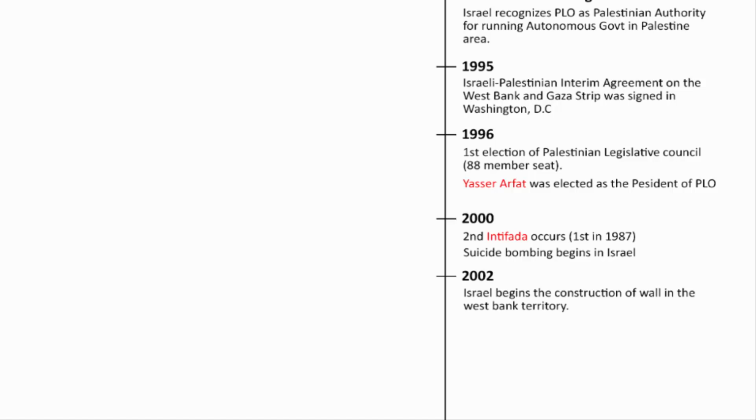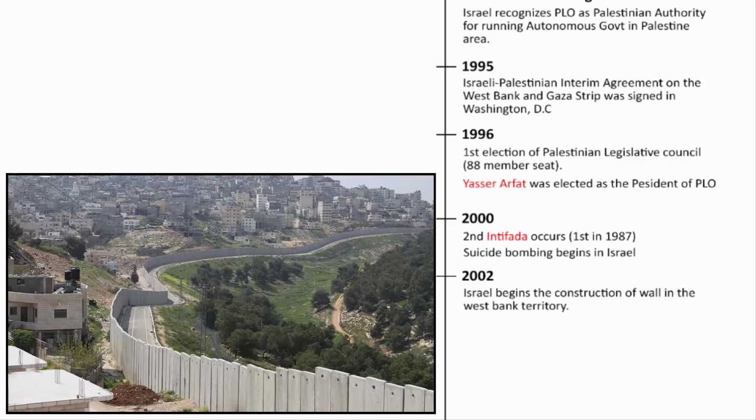In 2002, Israel begins the construction of wall in the West Bank territory to protect its own people and country. In the next 4 years, the Israeli government built a long wall, and if you look at it from the Israeli point of view, it was necessary for their security. As I have said, suicide bombing was on the rise since 2000.